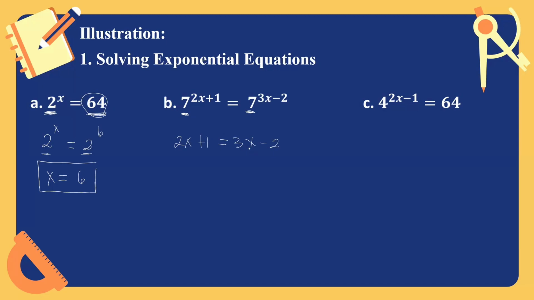Pero sa letter B, we need to solve. So kailangan pa natin siya i-solve. So kapag sinolve natin, kailangan natin i-isolate kung may variable, so walang variable. So therefore, we are going to use addition property of equality or transpose.